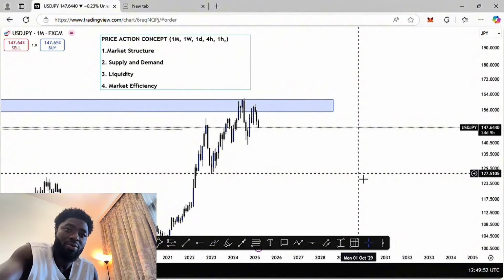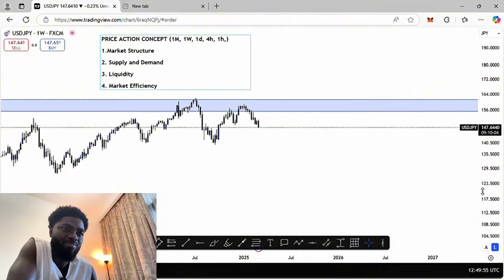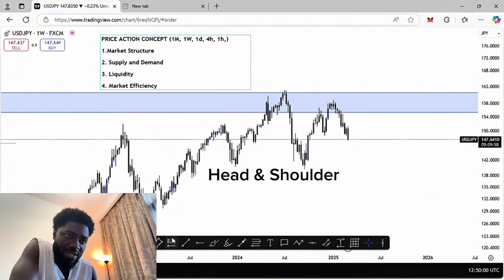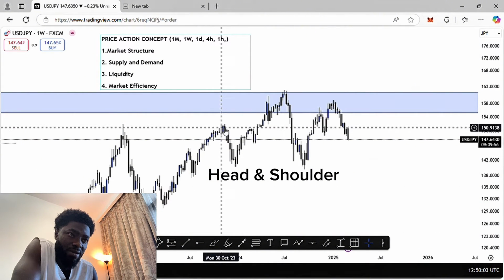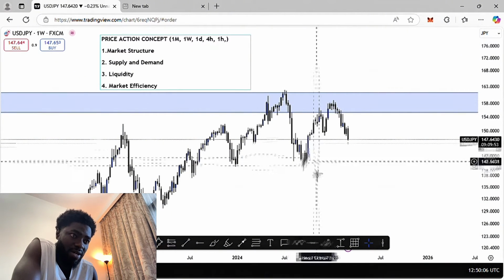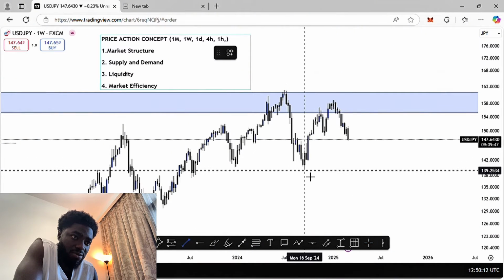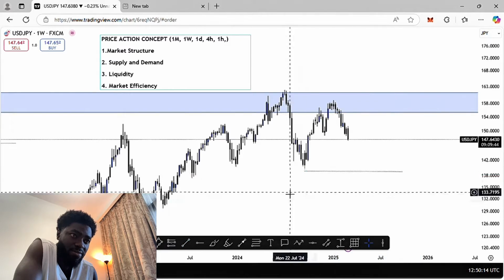Okay, so moving to the weekly time frame, you will see that price is giving us a pattern of inverse head and shoulder, this side becoming the left shoulder, head, right shoulder. So I expect price to actually break this low to have a perfect market shift.